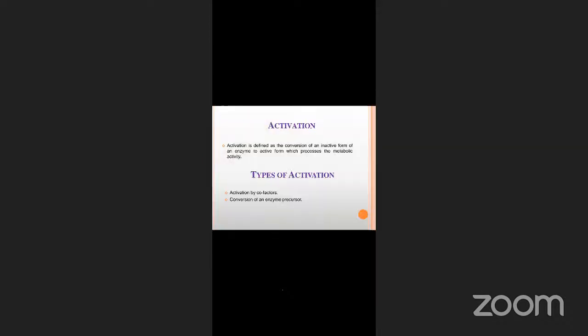Then activation. Activation is where we are increasing the catalysis of enzymes. There are two types of activation: one is by cofactors and the other is by converting enzyme precursors.